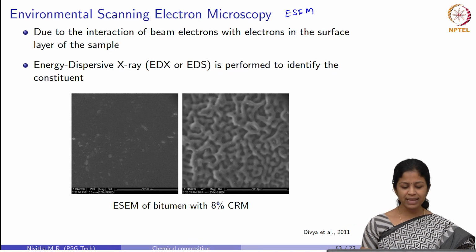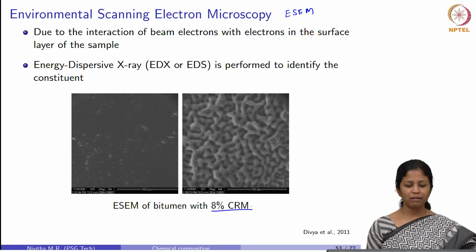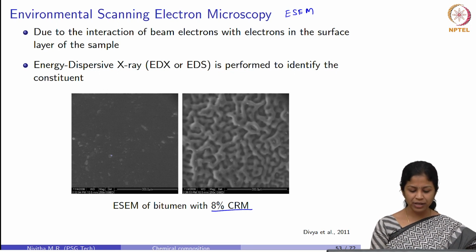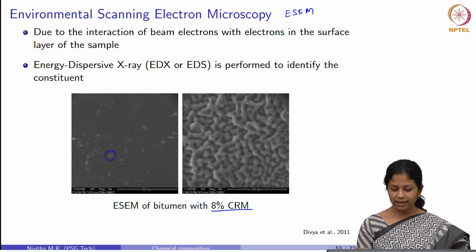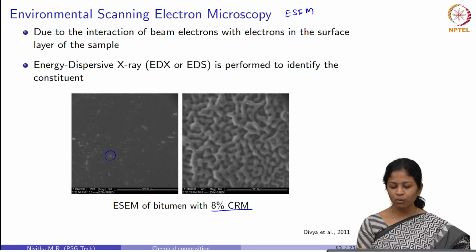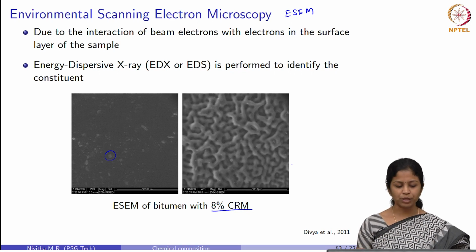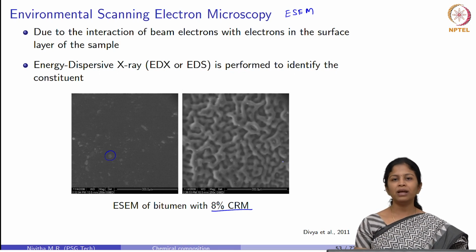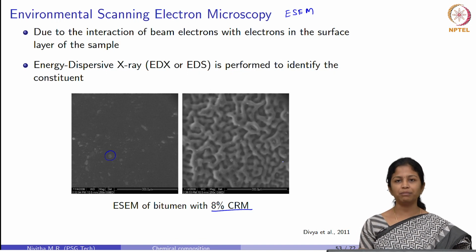Here we can see an image which is captured for 8% crumb rubber modified bitumen. We see an image where crumb rubber is distributed in the bitumen matrix, and when it is allowed to focus for a sufficient amount of time, we can see how the intertwined networks are formed in crumb rubber modified bitumen. So, this is very useful. In base bitumen, it can provide us some information, but again it is more useful in the case of modified bitumen.